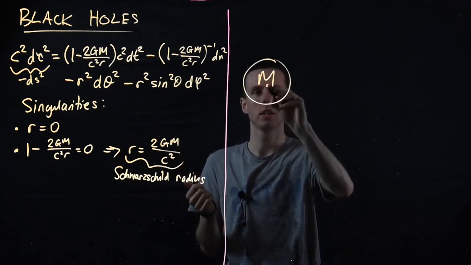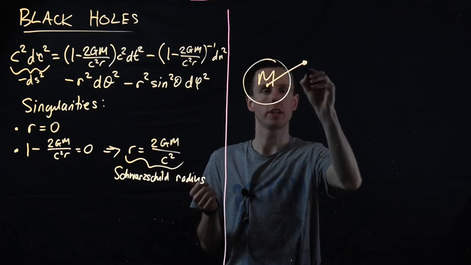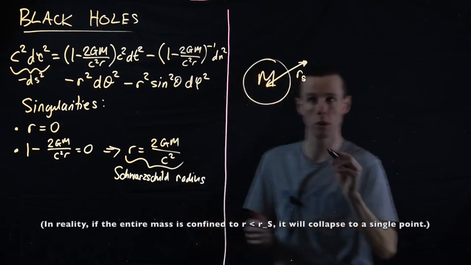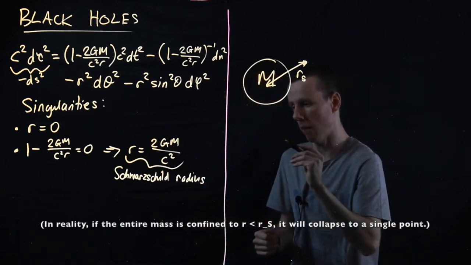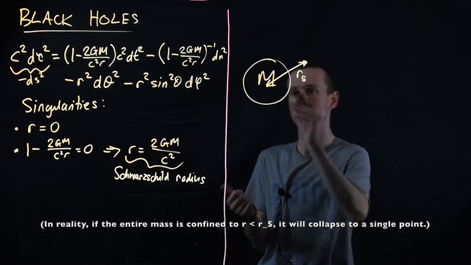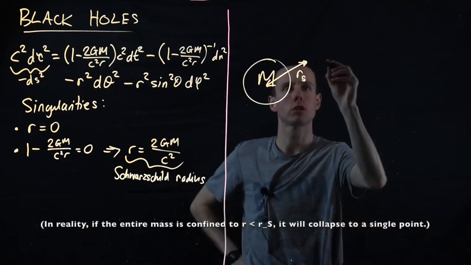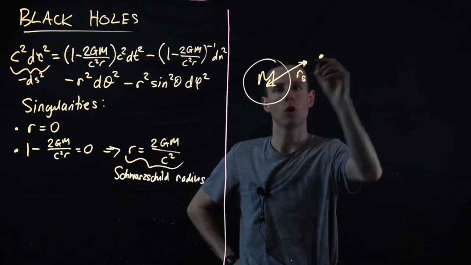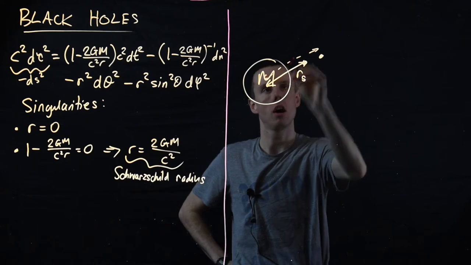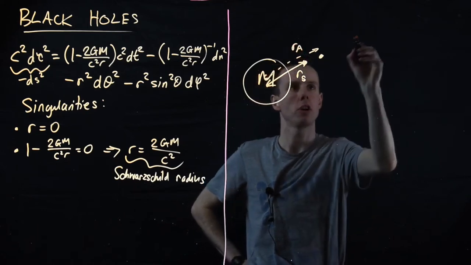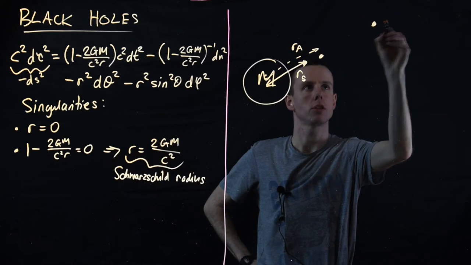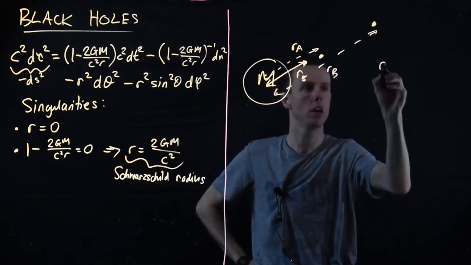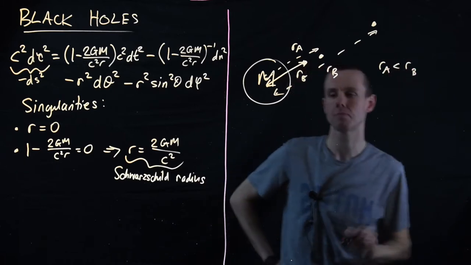Okay, so let's put it just at this point here. Okay, so this is RS. So this is a black hole in this case, and we'll see why it's called that and what's special about it in a moment. But now let's pick two other points. Okay, so let's pick a point here and call its radius RA, and then pick another one further out and call its radius RB. Okay, so RA is less than RB.